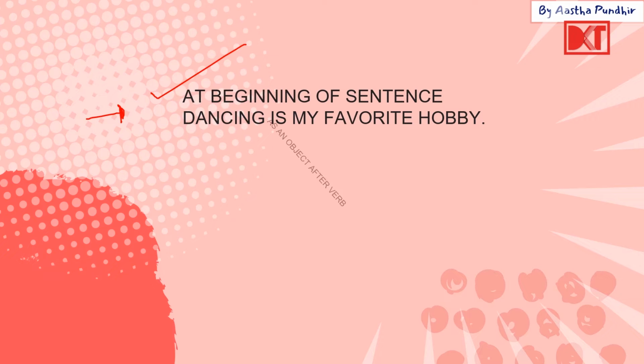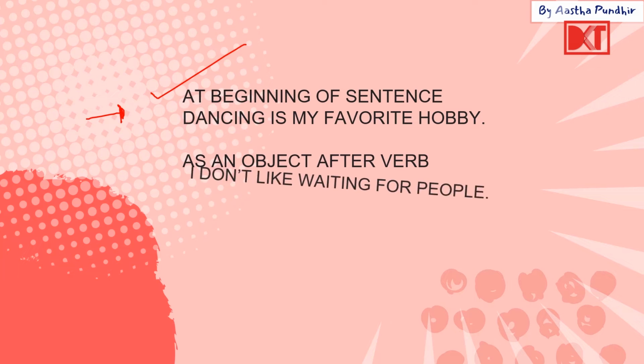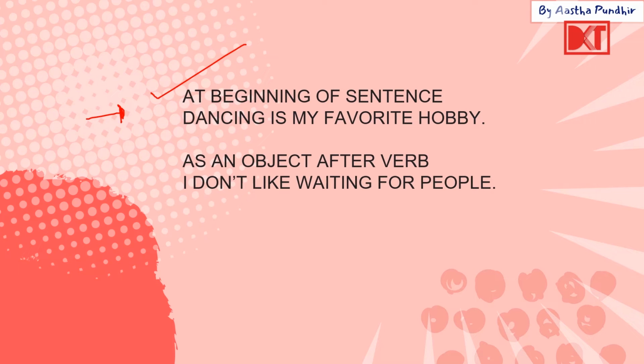Alright. Then we have, it is also used as an object after a verb. Like here we have, I don't like waiting for people. So waiting. Waiting is first of all formed with wait plus ing, the verb plus ing form. Secondly, it is being used as a noun, like waiting for people. And thirdly, this is an activity. Waiting for people is an activity which is being named by the gerund. Okay.